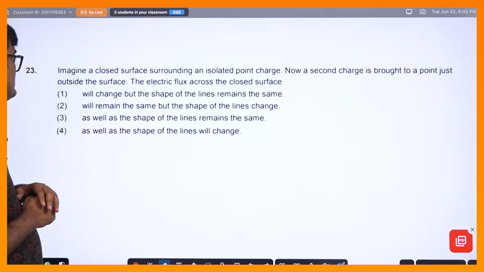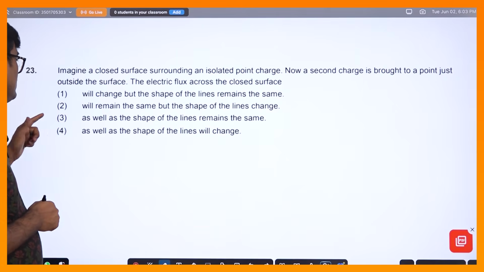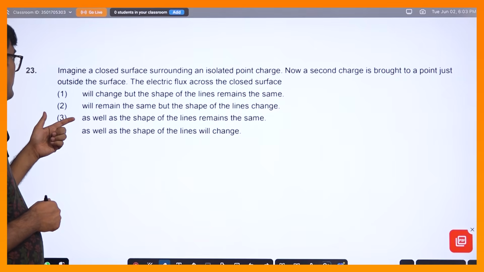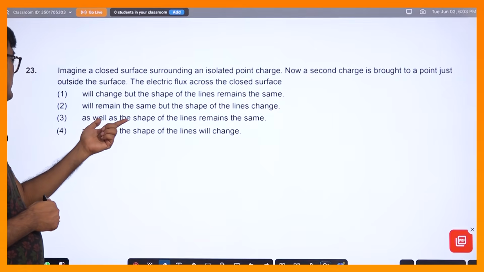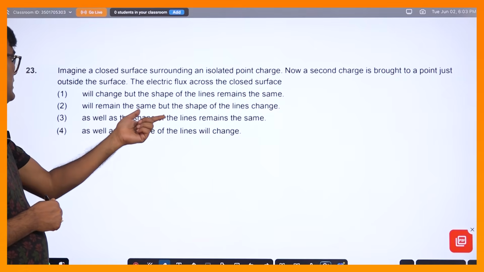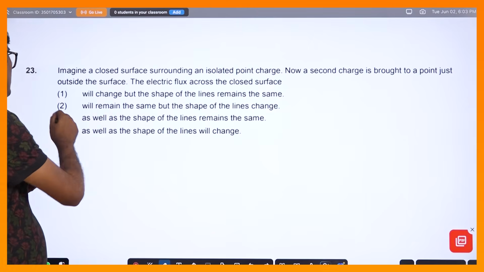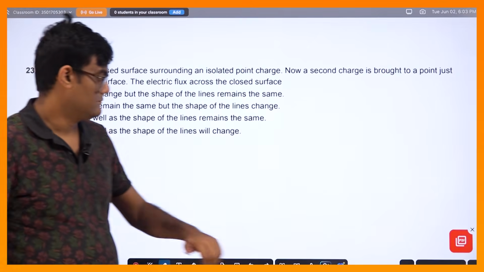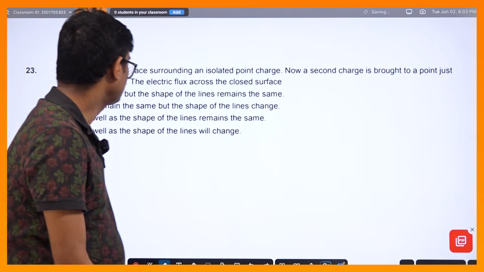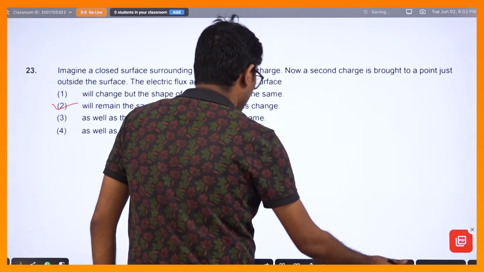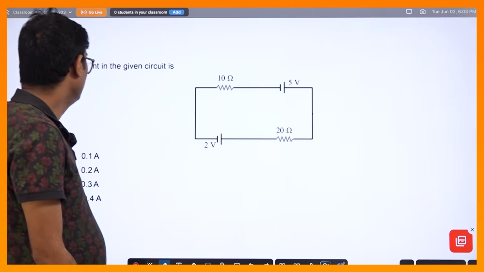What lines? I think it is electric field lines, right? Across the closed surface, the shape of the lines will change. The electric flux across the closed surface will remain the same, as well as the shape of the lines will change. Option B is the correct option. Right? Outside the surface, it will not change.